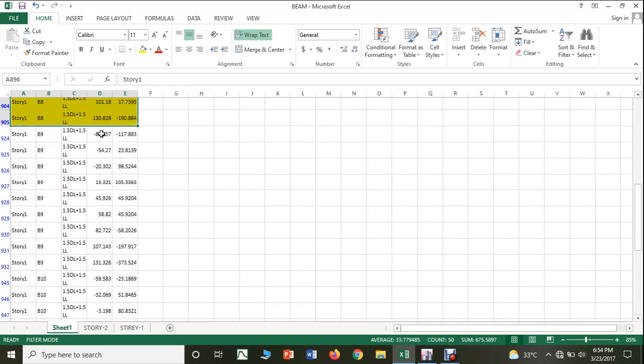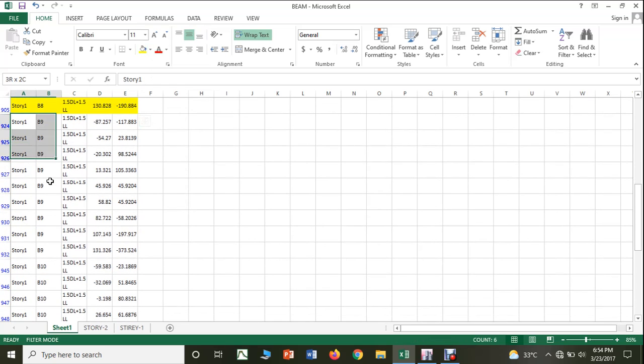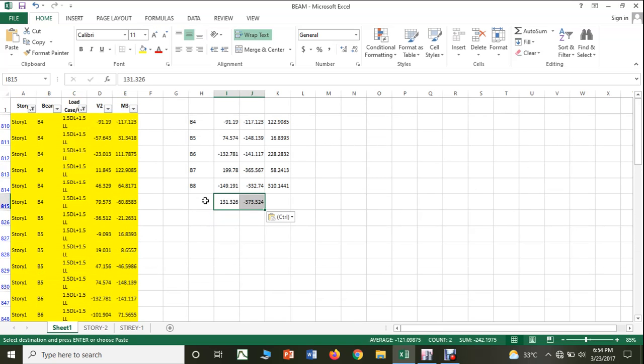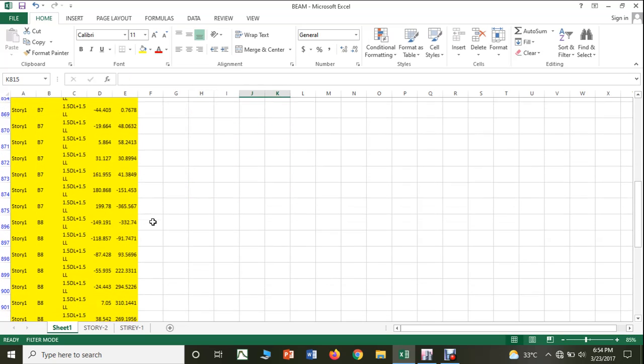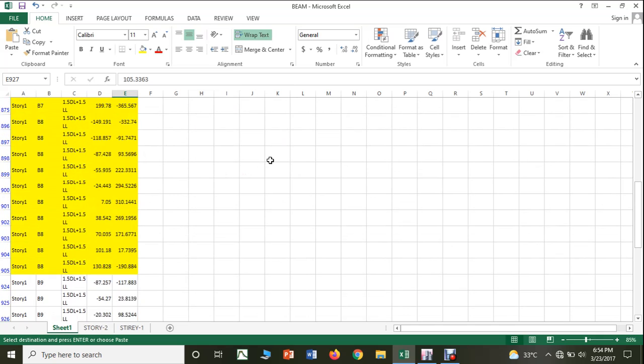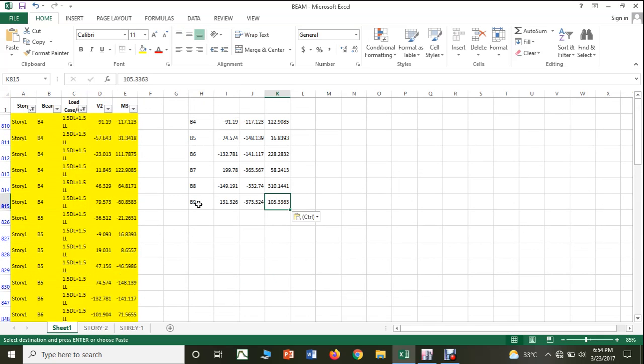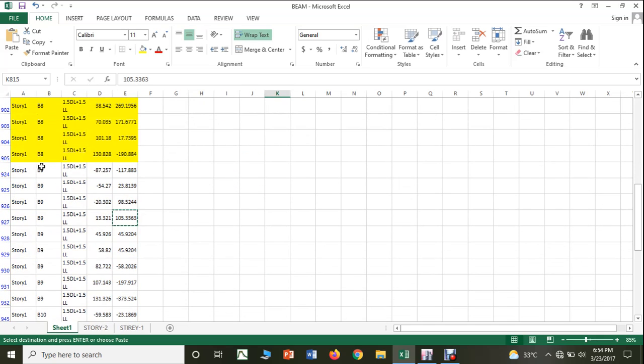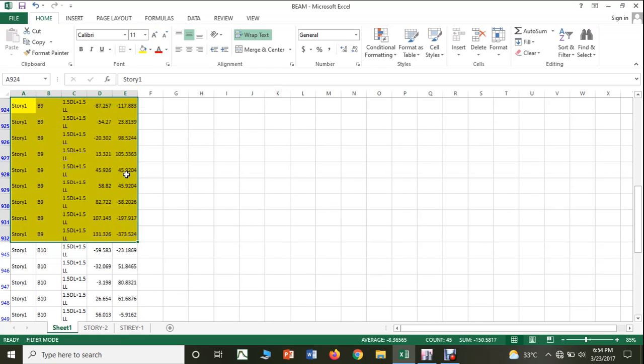The next that you can have is beam 9. Out of these values, the highest is this one, so therefore I will go to beam 9. And what about the positive one? You can see the highest positive one is 105. So that is beam 9 from here to here.